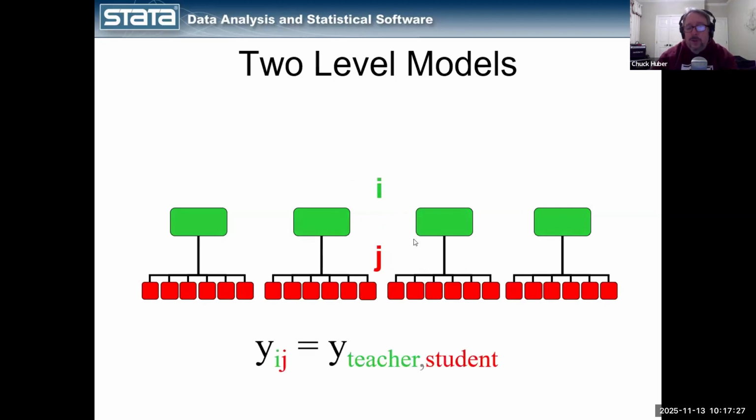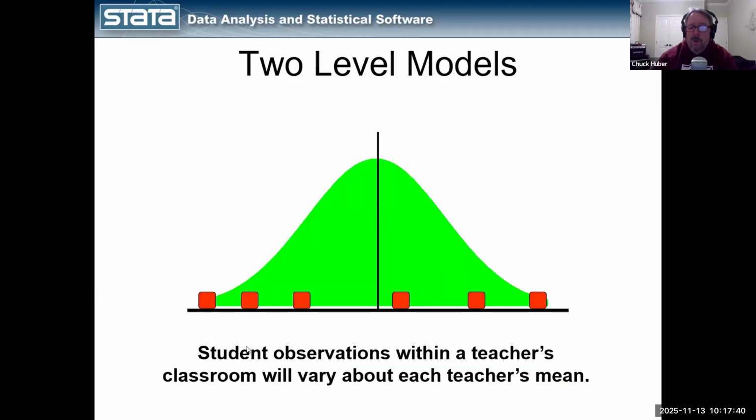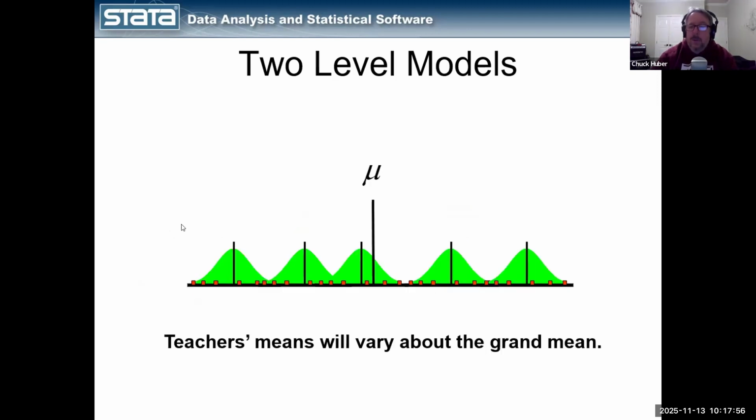And then we also need some sort of subscript to keep track of these. So I'm going to refer to the Y's using two subscripts now, i and j. So j indexes the students, and i indexes the teachers. Now, the student observations will vary about each teacher's classroom mean. So we could estimate the mean test score in each teacher's classroom. And each student within the classroom will deviate about that classroom mean. But then we can think about each of those classroom means deviating around the overall grand mean of the entire data set or the entire school.